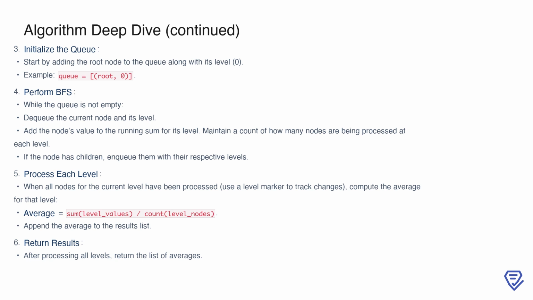Once all nodes at a particular level are processed, tracked easily using the level information, we calculate the average for that level by dividing the sum of node values by the count of nodes. This average is then appended to the results list. Finally, once all levels are processed, the results list containing the averages is returned as the output.